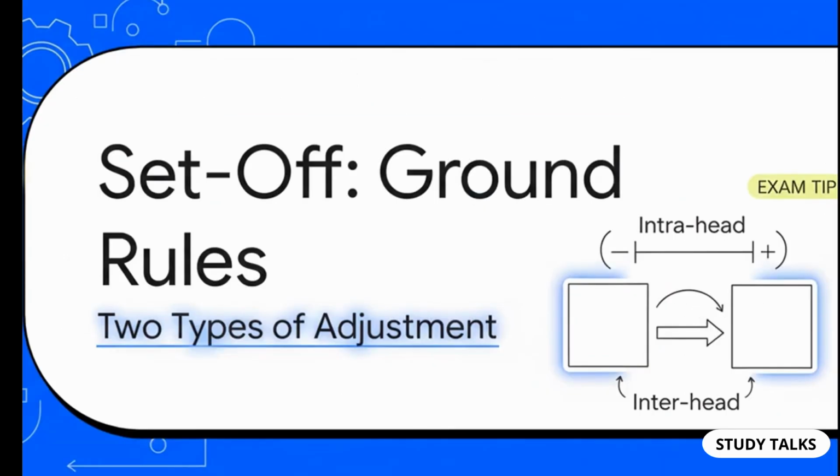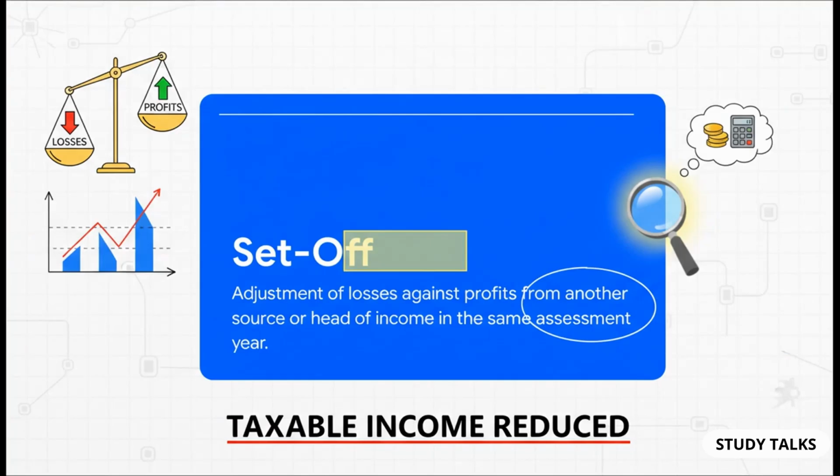All right, so before we can solve anything, we've got to get the fundamentals down. Let's talk about the 2 basic ways you can adjust losses. So what even is set-off? Well, it's actually pretty simple. It's just the process of adjusting your losses against your profits in the very same year. The whole point is to bring down your overall taxable income. Just think of it like balancing your own financial books for tax purposes.